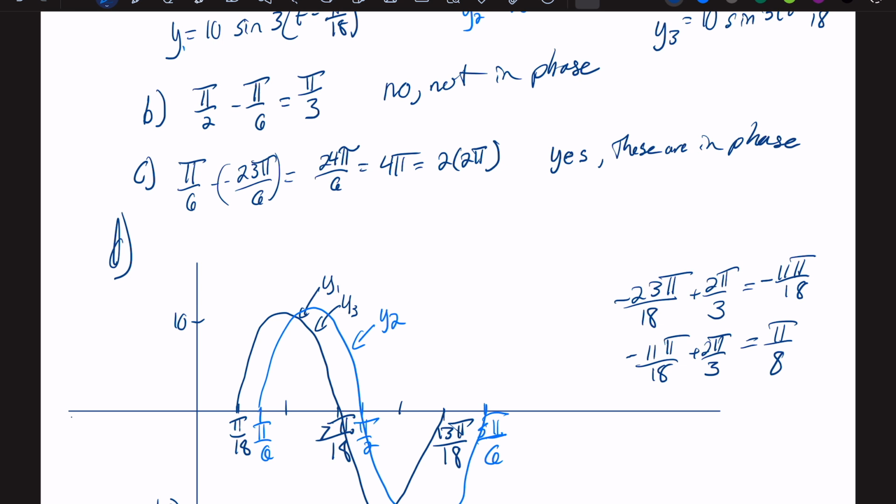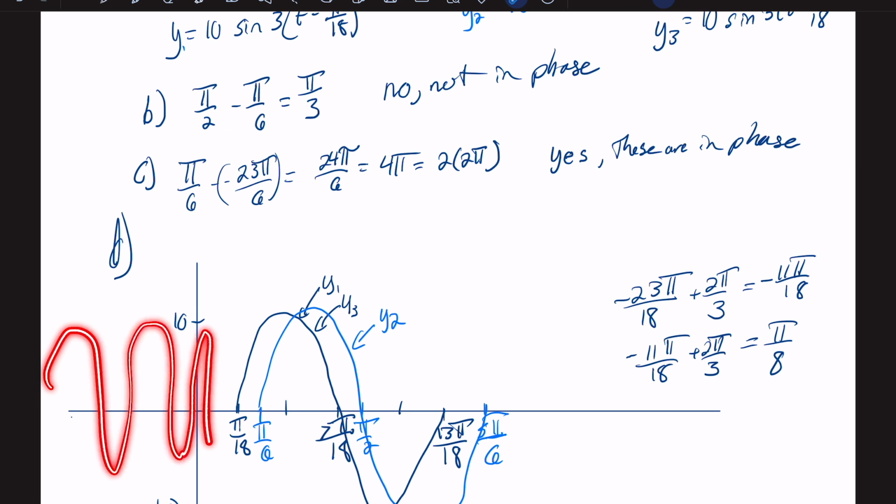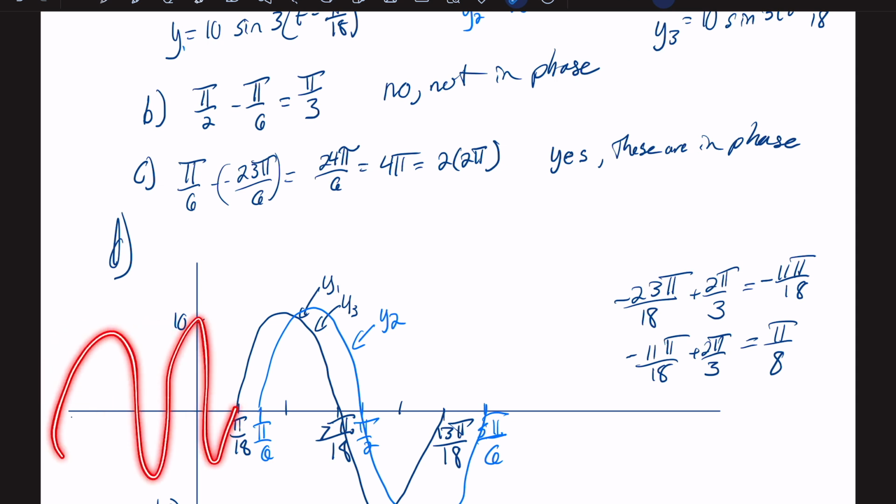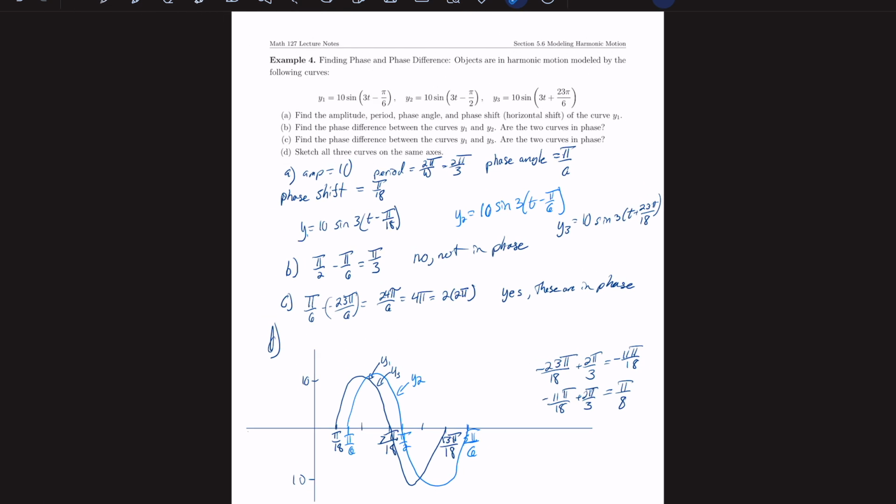And so that means it's done 2 periods here, so it's gone up and down twice, and then it comes in here and exactly will match this one. And so these two are in phase. All right, and that's the end of the notes for this section.